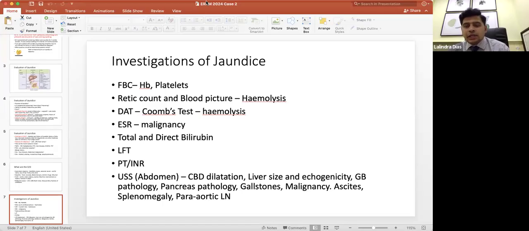So yeah, and also last but not the least, the ultrasound scan abdomen will also show if the patient has got any ascites and also if the patient has got a splenomegaly, keeping up with cirrhosis, and also whether there are any paraaortic lymph nodes, because this may be a case of jaundice due to a lymphoma or it can be due to malignancy. So you must look for paraaortic lymph nodes as well. Okay, guys. So I think that's the way you need to evaluate a case of jaundice.